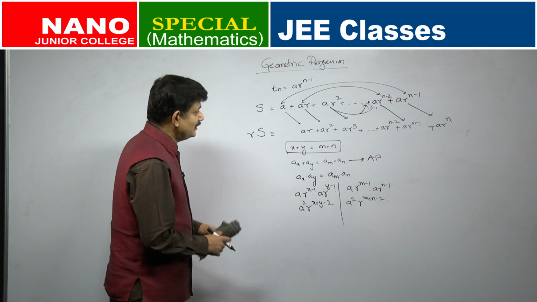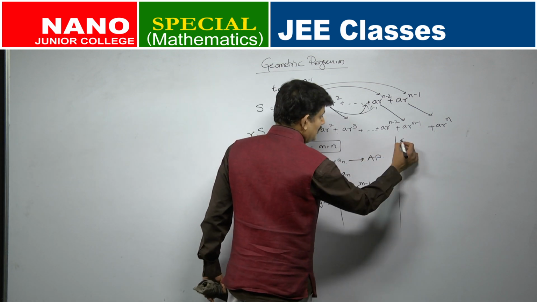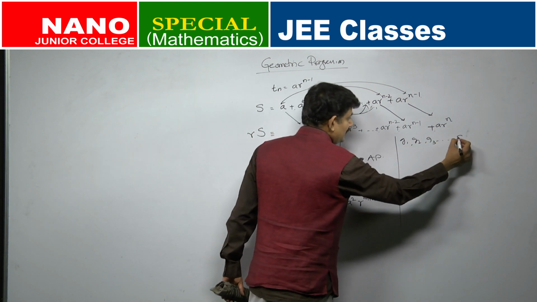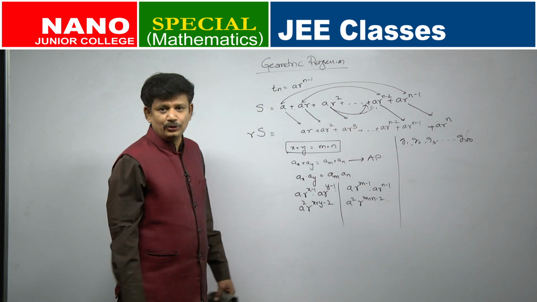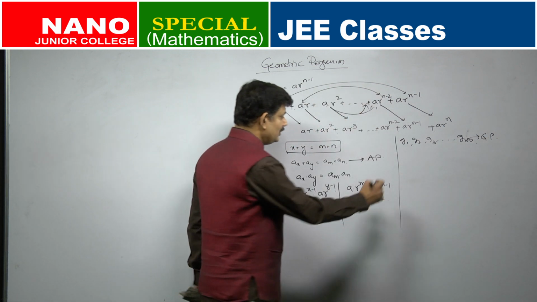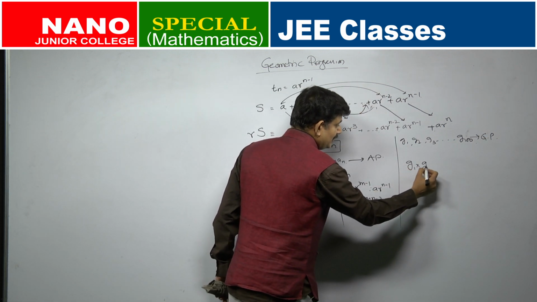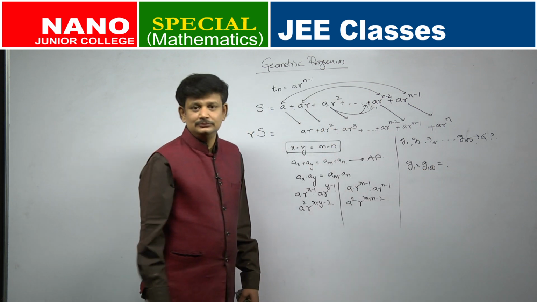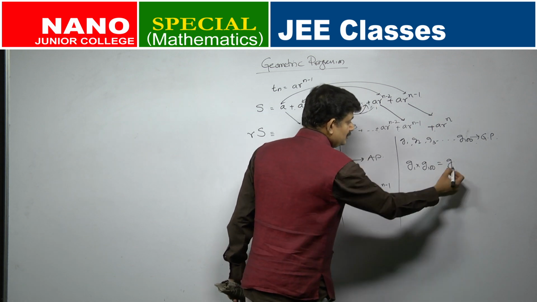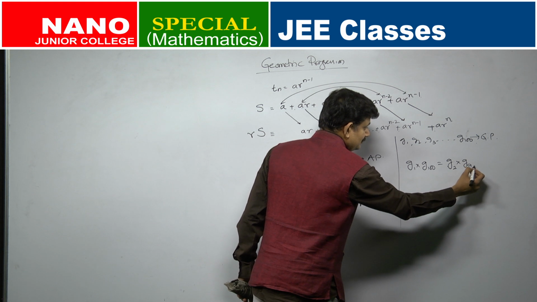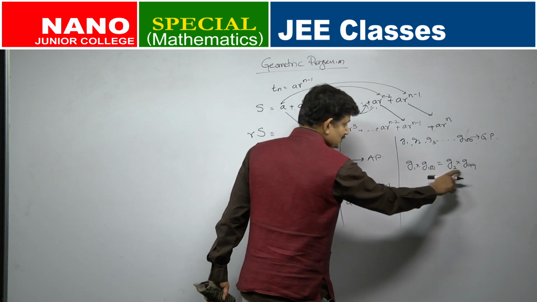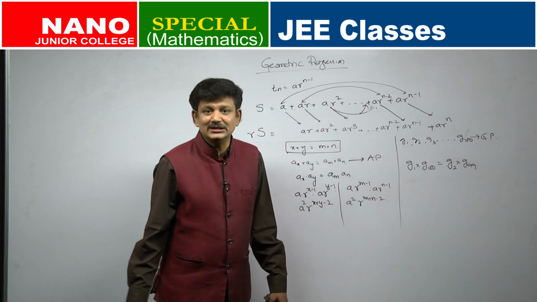Let us say G1, G2, G3, G4, so on up to G100 form a geometric progression. How to use this? If you are given G1 into G100, will it not be the same as G2 into G99? This sum is how much? 101. This sum is how much? 101. So, these two products will be one and the same.